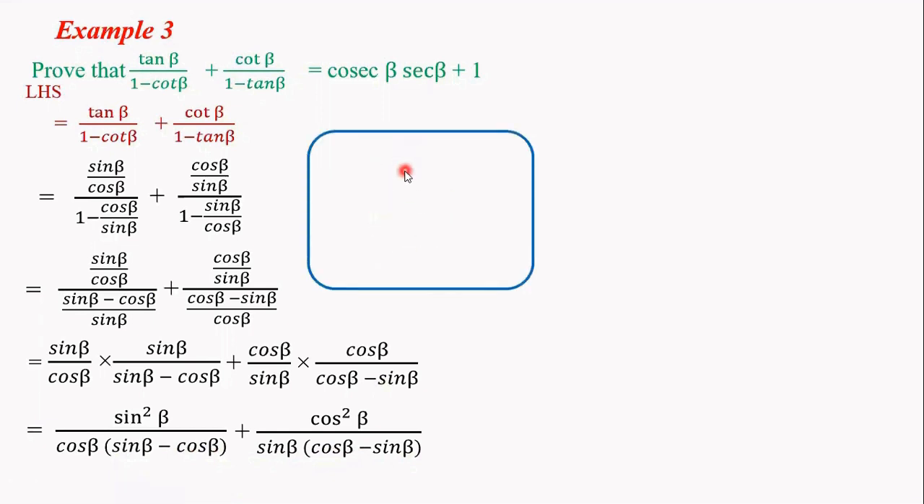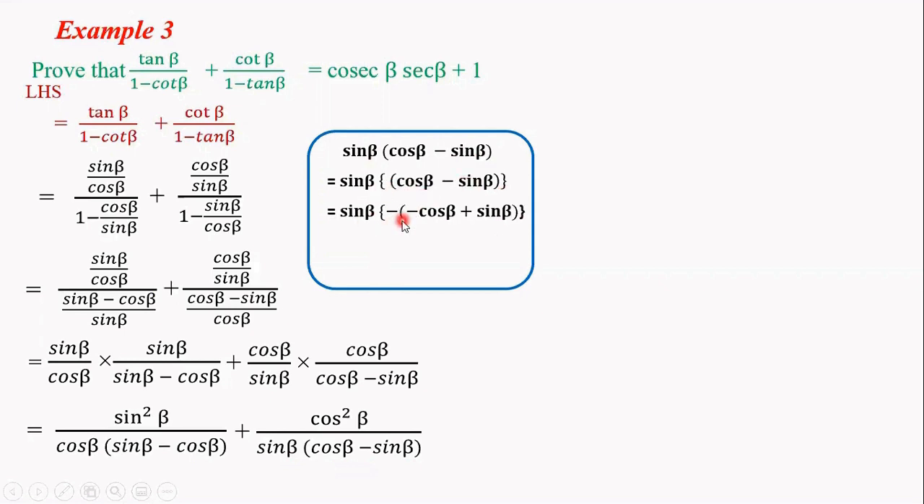Let's see in this small portion, if we have sine beta, cos beta minus sine beta, the denominator portion I have rewritten it here. Sine beta, cos beta minus sine beta. I am taking minus common from this bracket here. So sine beta is here. Inside the bracket only I am working here. Here minus is taken common. So cos beta becomes minus cos beta and minus sine beta becomes plus sine beta.